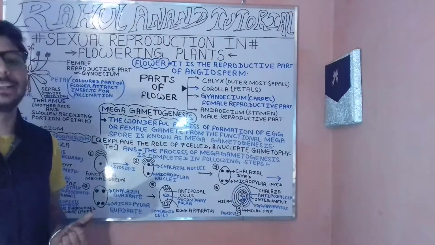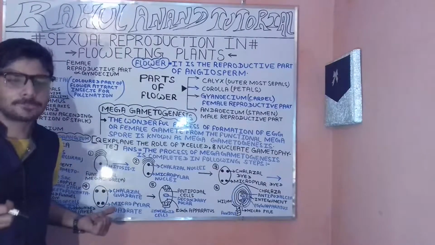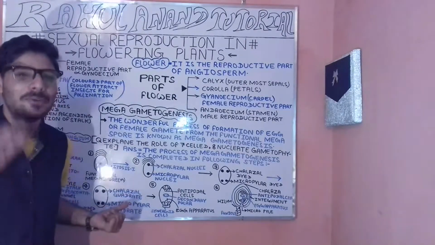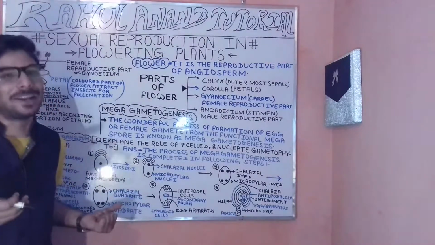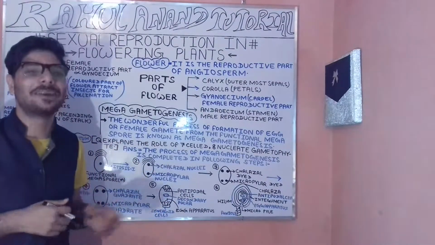hilum. Often we are having the integuments, then the nucellus. So what are actually the hilum? These are the connective link between what? These are the connective link, the hilum, with reference to your ovule, then what? Then the placenta. So when we are talking about these, what are actually the placenta?